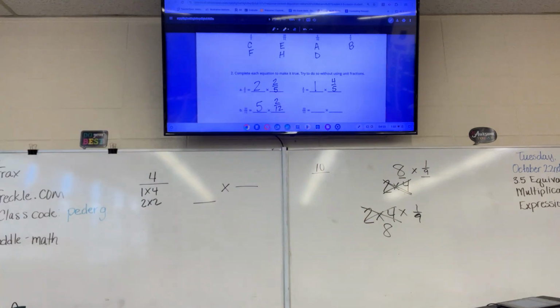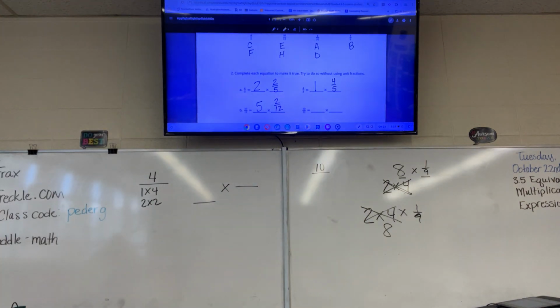So if you write 5/12 right here, how many groups of 5/12 would you need to make 10/12? Because that would be 5/12, 10/12, 15/12, 20/12, 25/12. How many groups of 5 does it take to make 2?